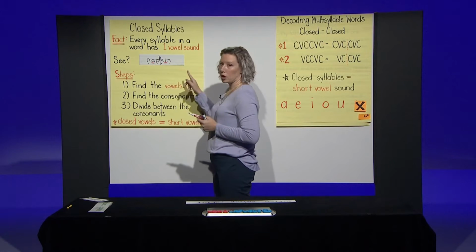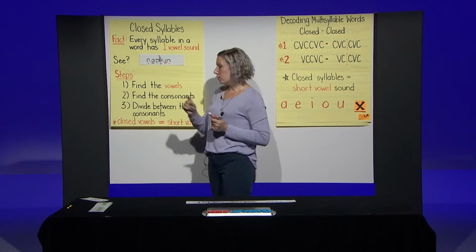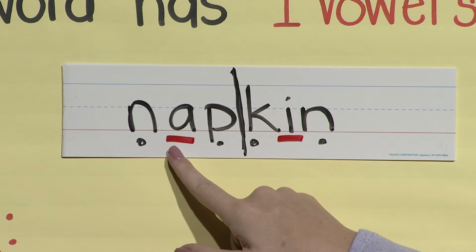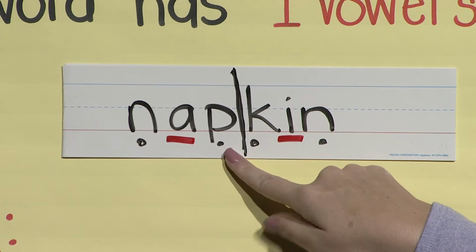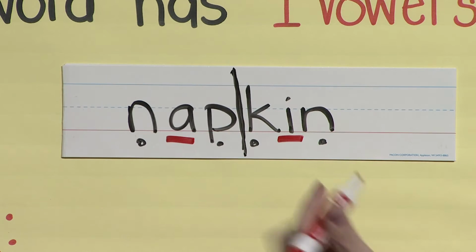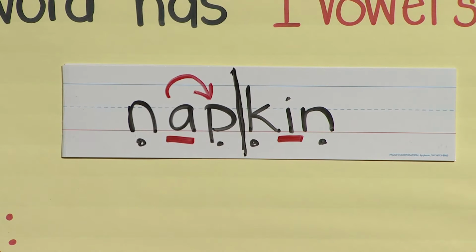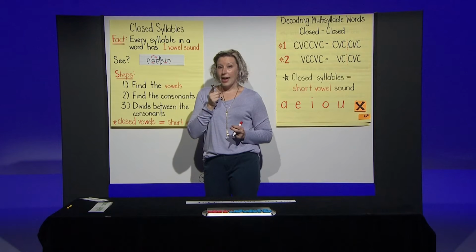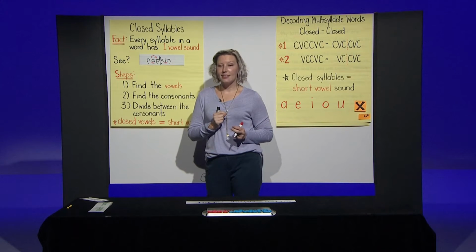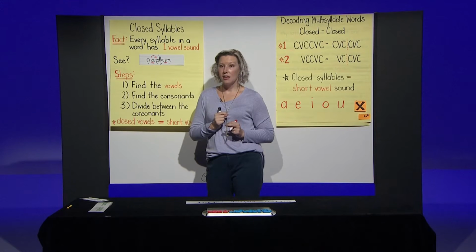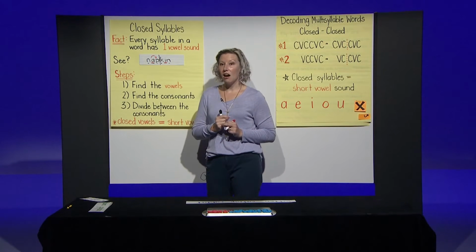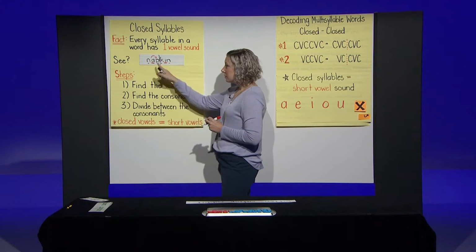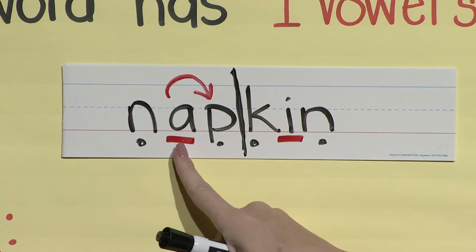Well, with this kind of word, we're looking at a closed syllable. A closed syllable is one where the vowel is followed by a consonant. Looking here, A is followed by consonant P. That means our vowel is going to make a short vowel sound. What are my short vowel sounds? A says A, E says E, I says I, O says A, and U says uh. So now I know that this A will make the short A sound.